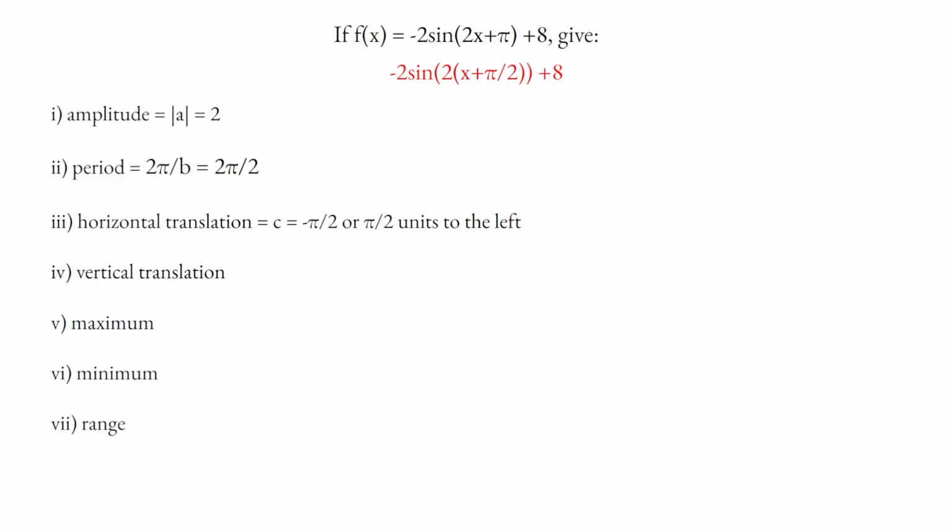The vertical translation is simply d, so it's 8. The maximum is d plus the absolute value of a, so it is 10. The minimum is d minus the absolute value of a, so it's 6. And the range is that y belongs to all real numbers, but y is greater than or equal to 6 and less than or equal to 10.